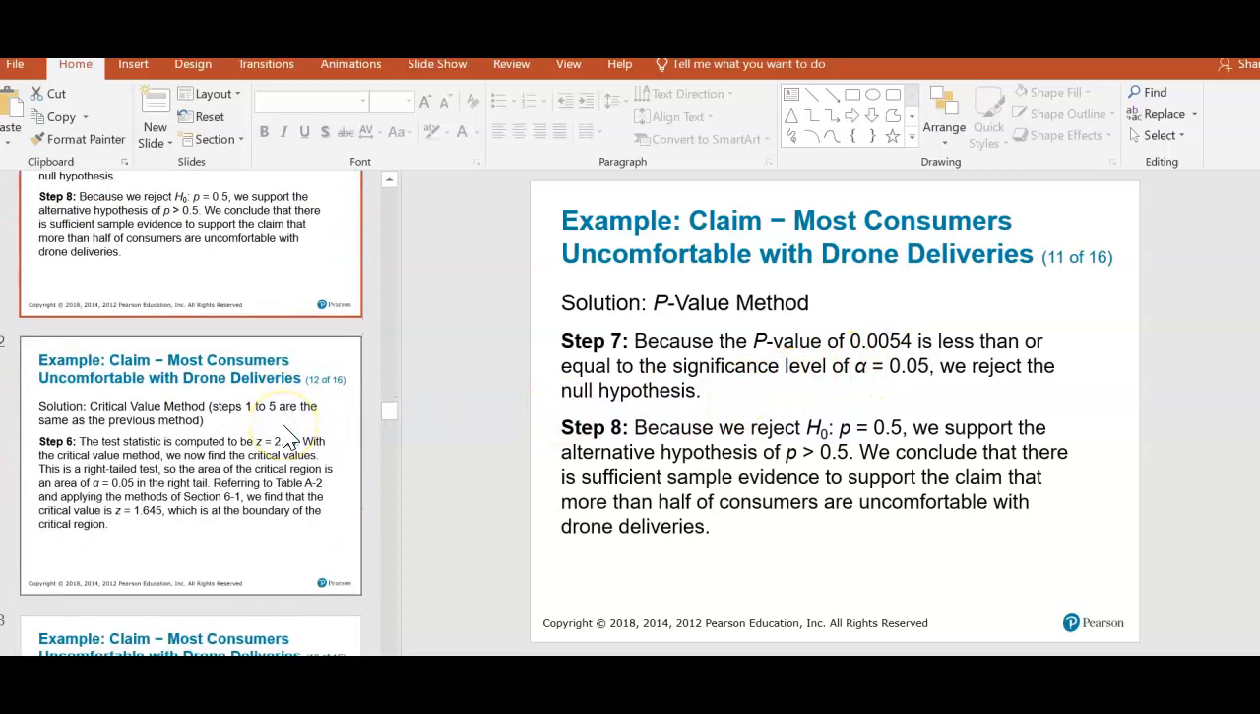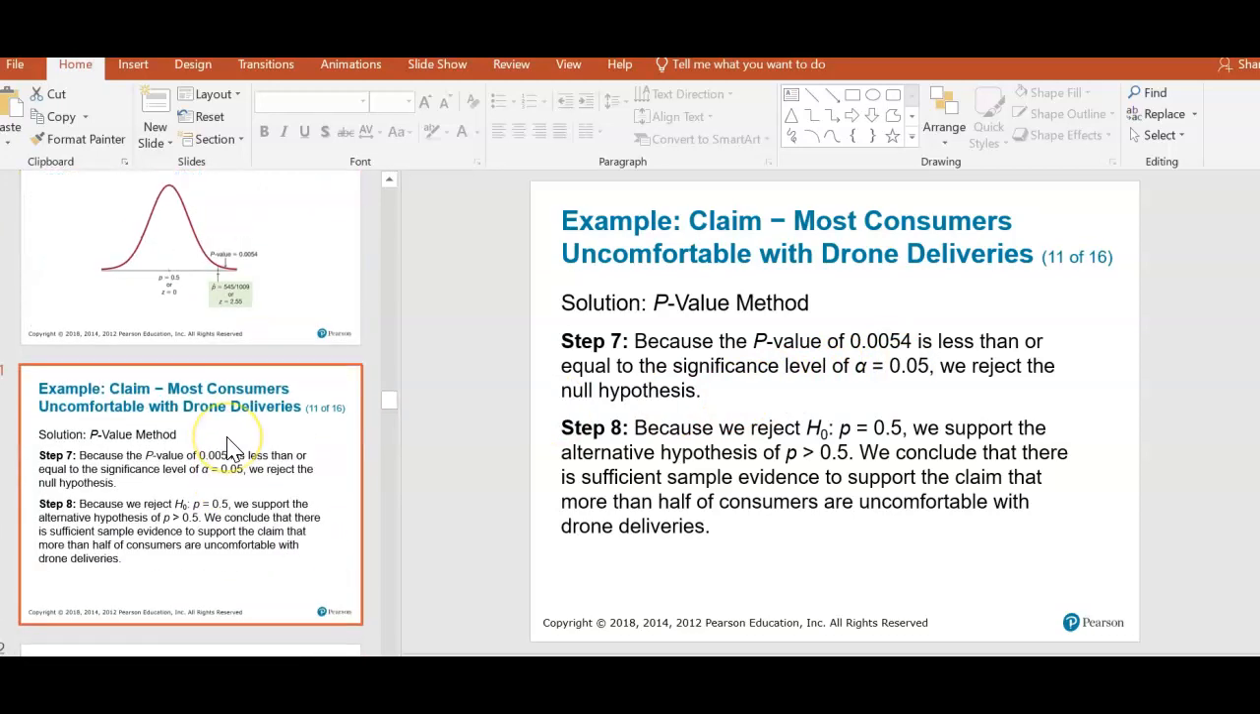If you wanted to look at it from the critical value method, actually we should go ahead and finish this, step 8. So since we rejected the null hypothesis, we support the alternative hypothesis, and we can conclude that there is sufficient evidence to support the claim that more than half the consumers are uncomfortable with drone deliveries.